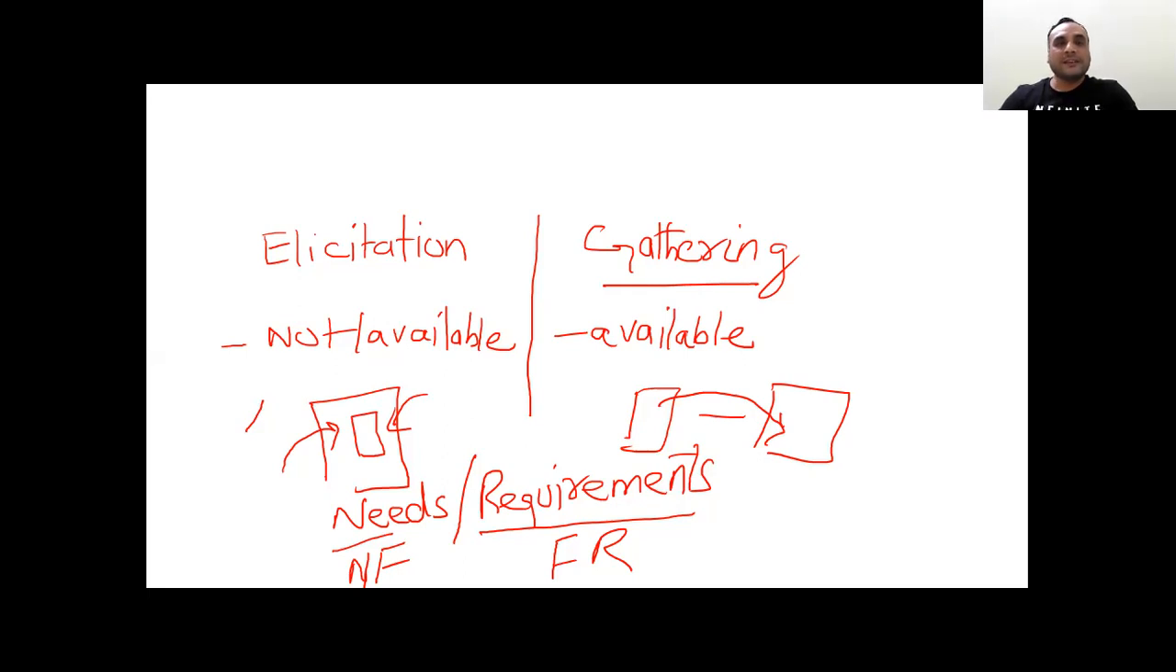So when he doesn't know what he needs, actually, we have to do elicitation. But once he knows everything, it is called gathering. And I think this is the first time you heard this from me also. No comments?